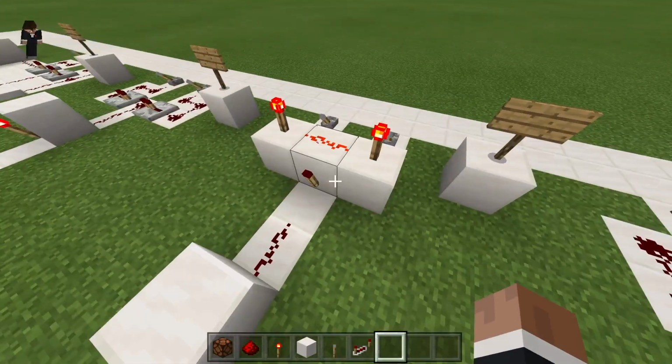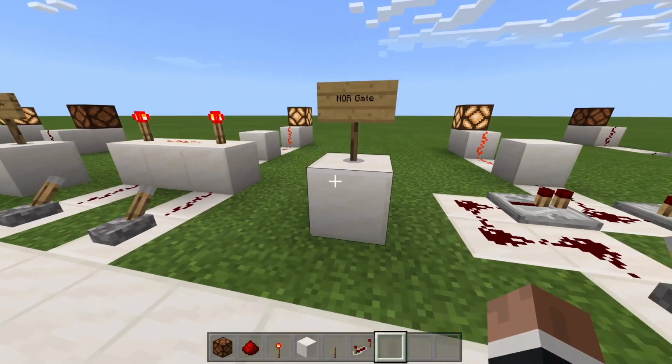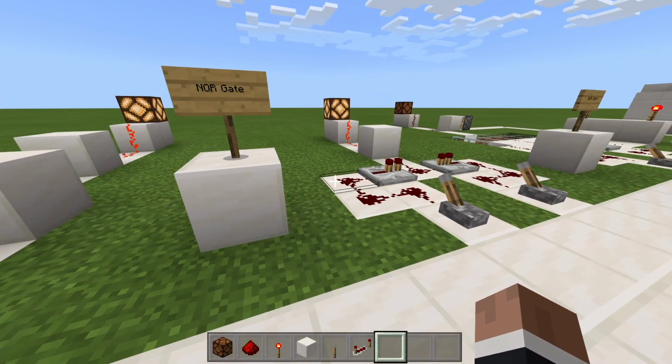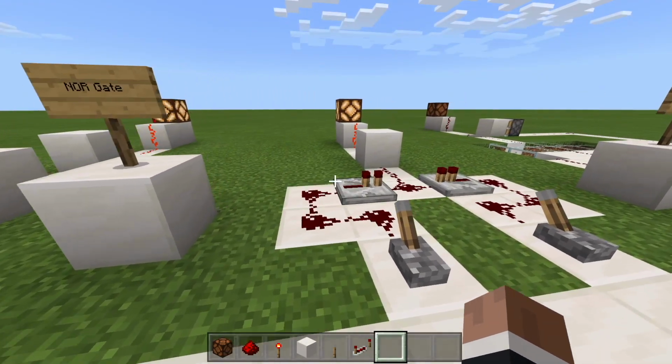It's an AND gate as I've shown before, and then just a NOT gate. So it's quite simple to build this. Moving on is the NOR gate, which is a combination of the NOT gate and the OR gate. So very similar to the AND gate in the way that it's a combination of two gates.